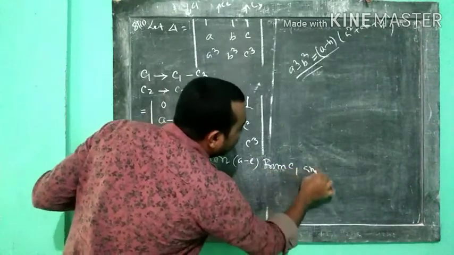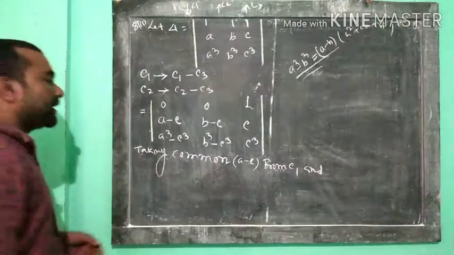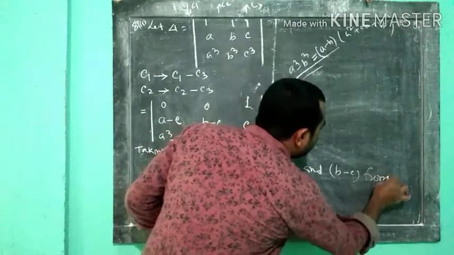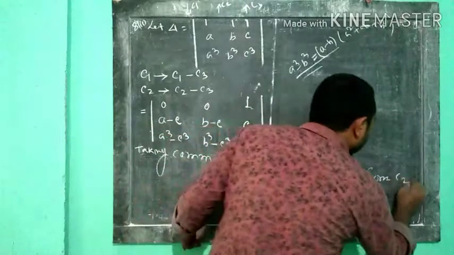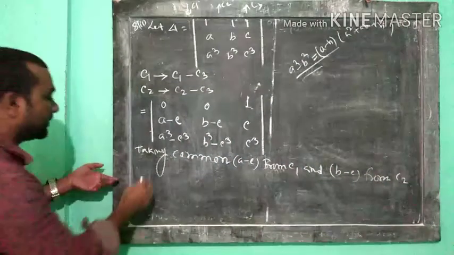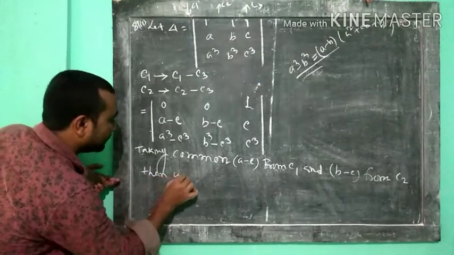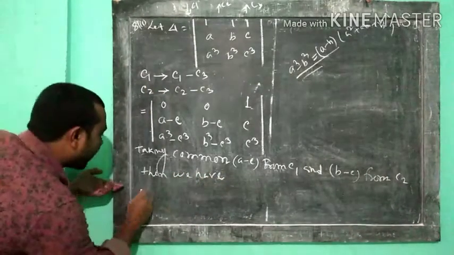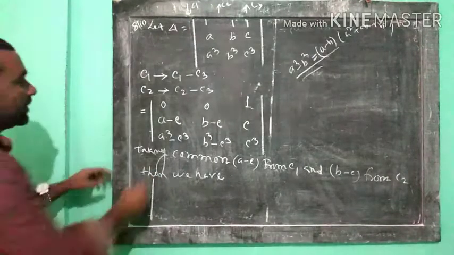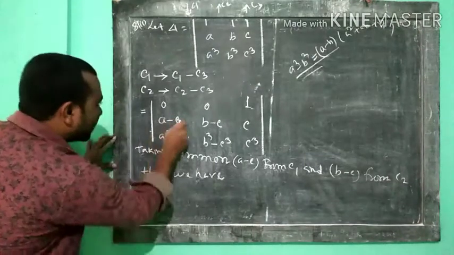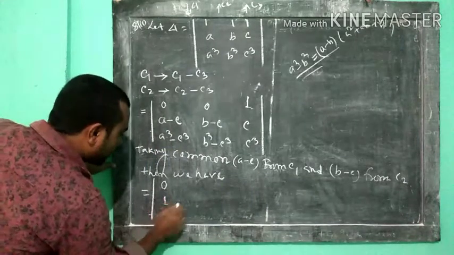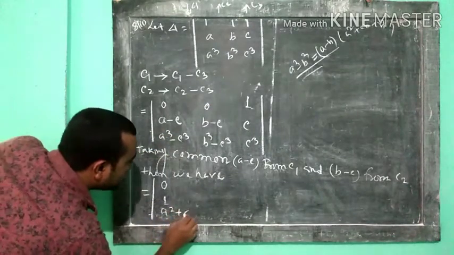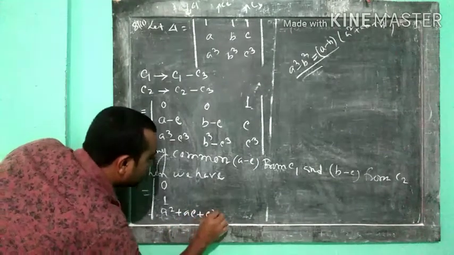And b minus c common from the second column. Then what do we have? This is 0. Okay, taking common a minus c, this is 1, and here a square plus ac plus c square is remaining.